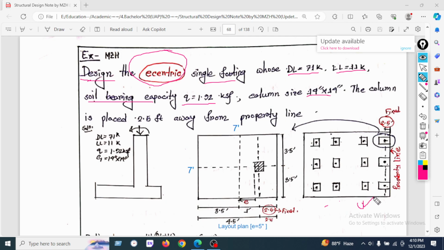Let's see the plan of how we call this eccentric. We have seen here the property of the plan is here. The footing will be placed along this property line. Now how will we place this footing along the property line? The 2.5 feet is fixed. We have only 2.5 feet distance from the property line. So that's why we will choose the eccentric footing. Okay, let's start.